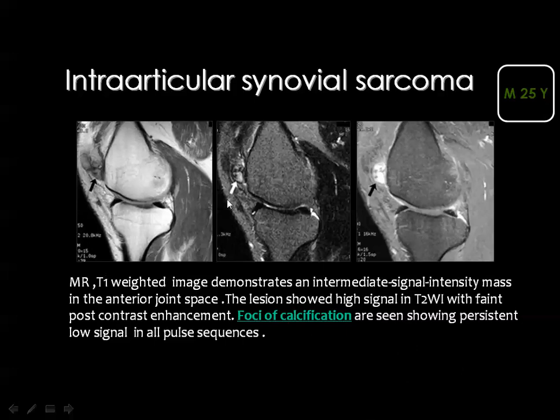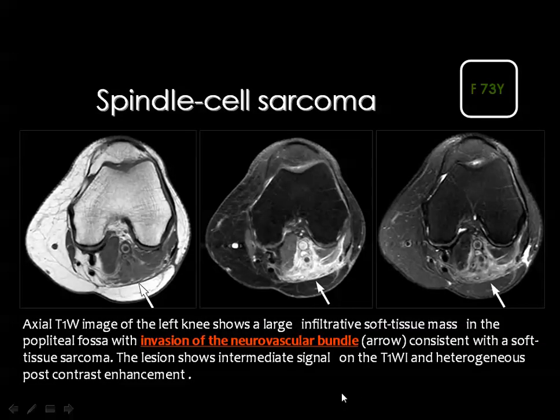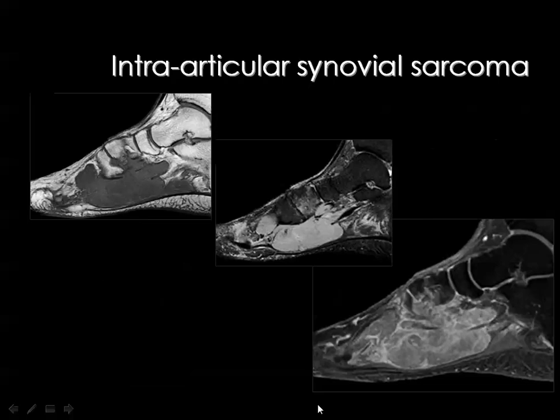You got a lesion, and this lesion will show low signal in the T1, high signal in the T2, and it will show contrast enhancement. It may contain some foci of calcification. And this is an example of synovial sarcoma, which is located in the popliteal fossa. T1 weighted image, T2 weighted image, and T1 post contrast with fat suppression. You got invasion of the neurovascular bundle. And here is the popliteal artery and vein, which are almost totally encased by the tumor tissue.